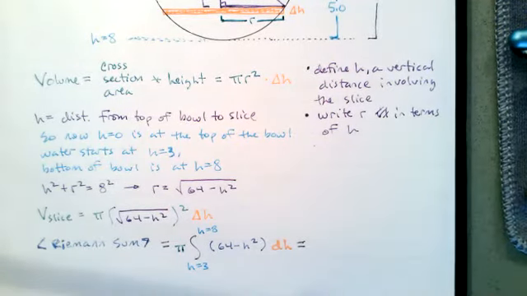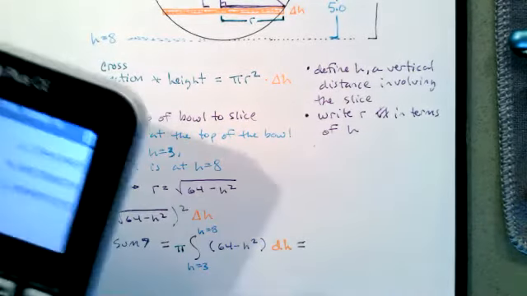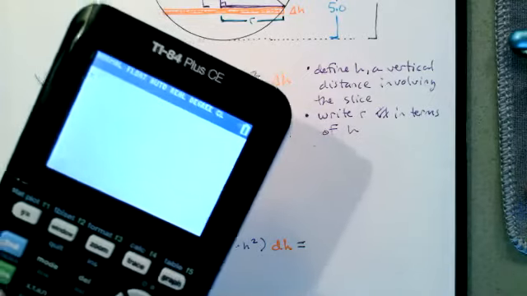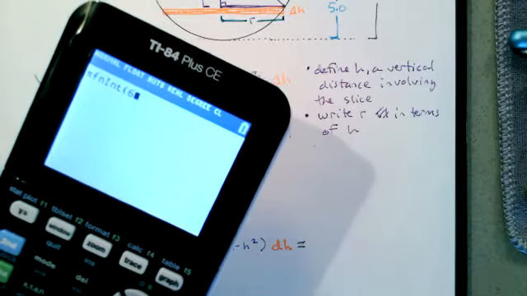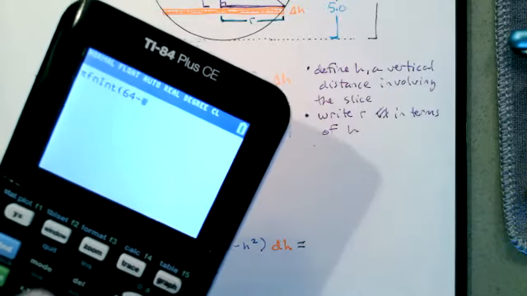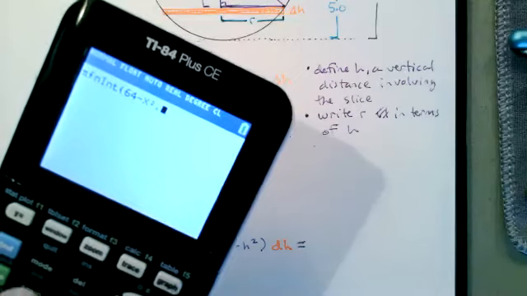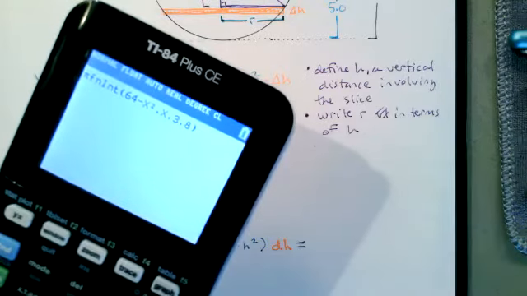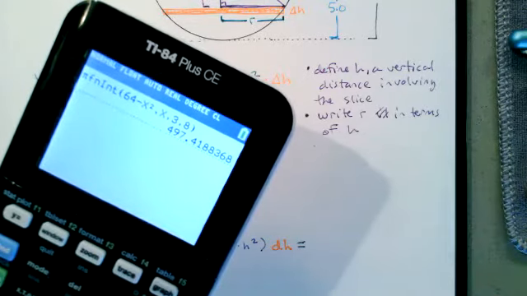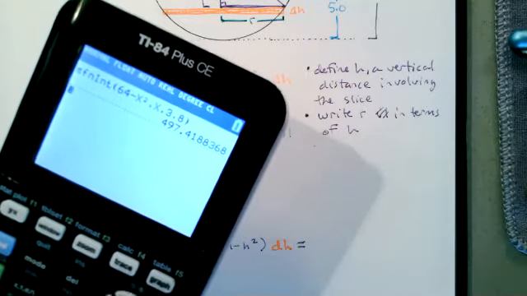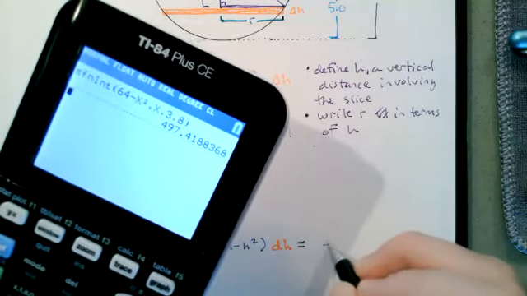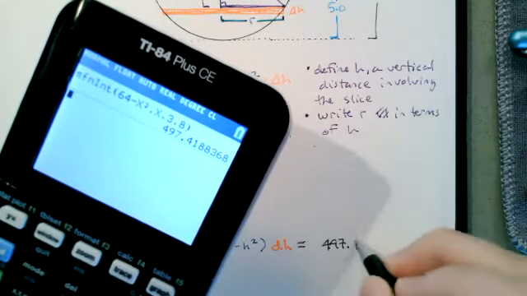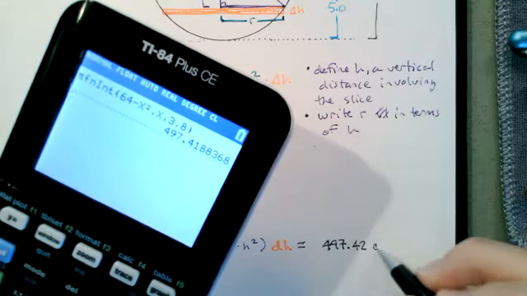This is an integral that we could easily calculate by hand, but heck, isn't this why we have the calculator? So we have pi times the integral of 64 minus H squared with respect to H from 3 to 8. So 497 point something. I usually say 5 significant figures, so we'll have this as 497.42, let's call it. And it's a volume, so it'll be cubic centimeters.